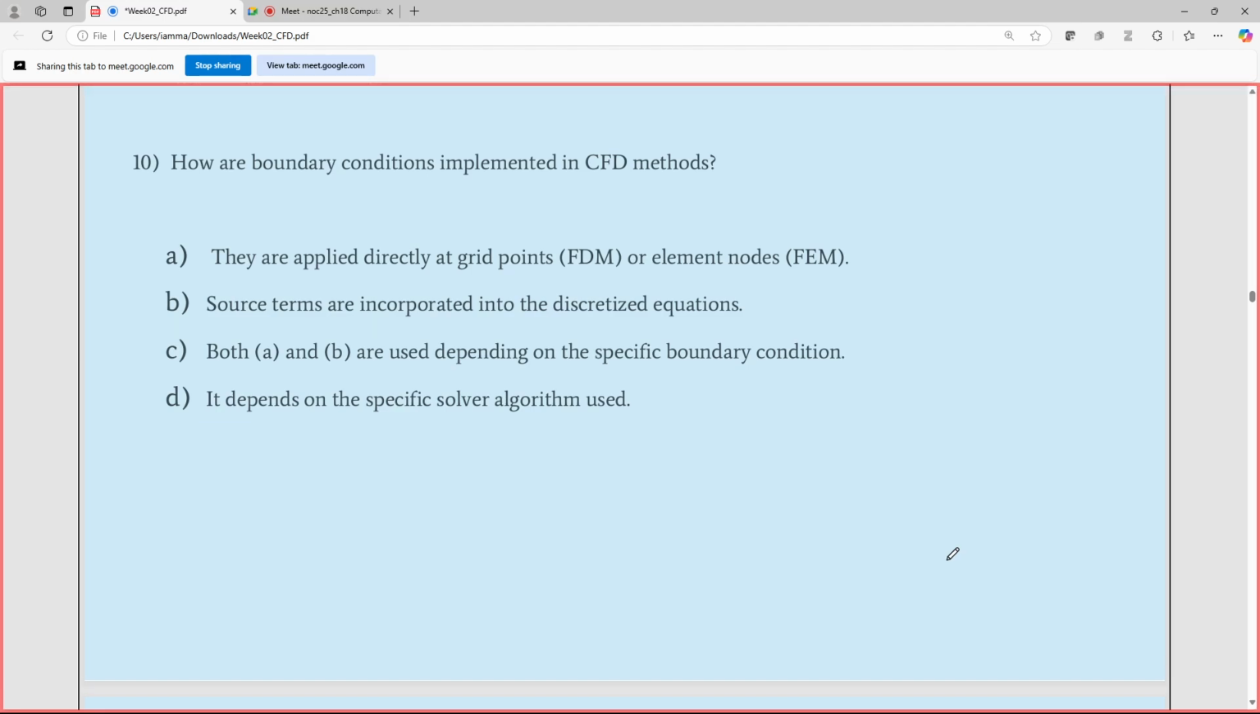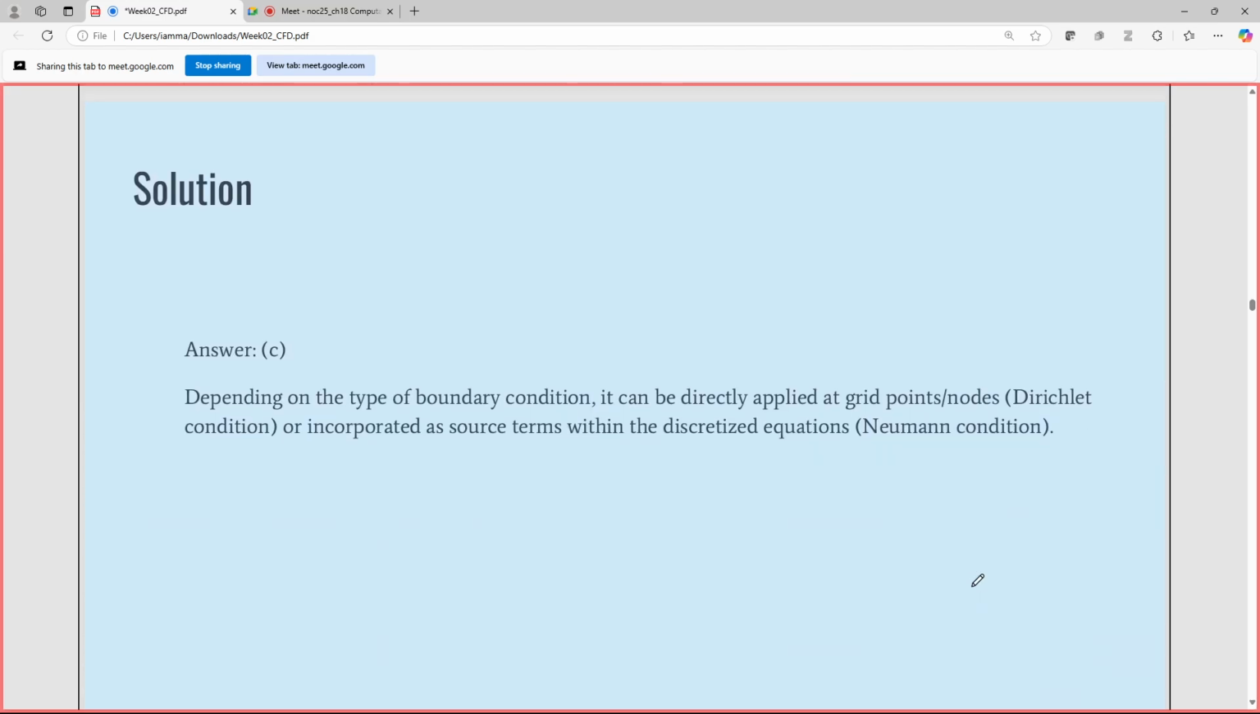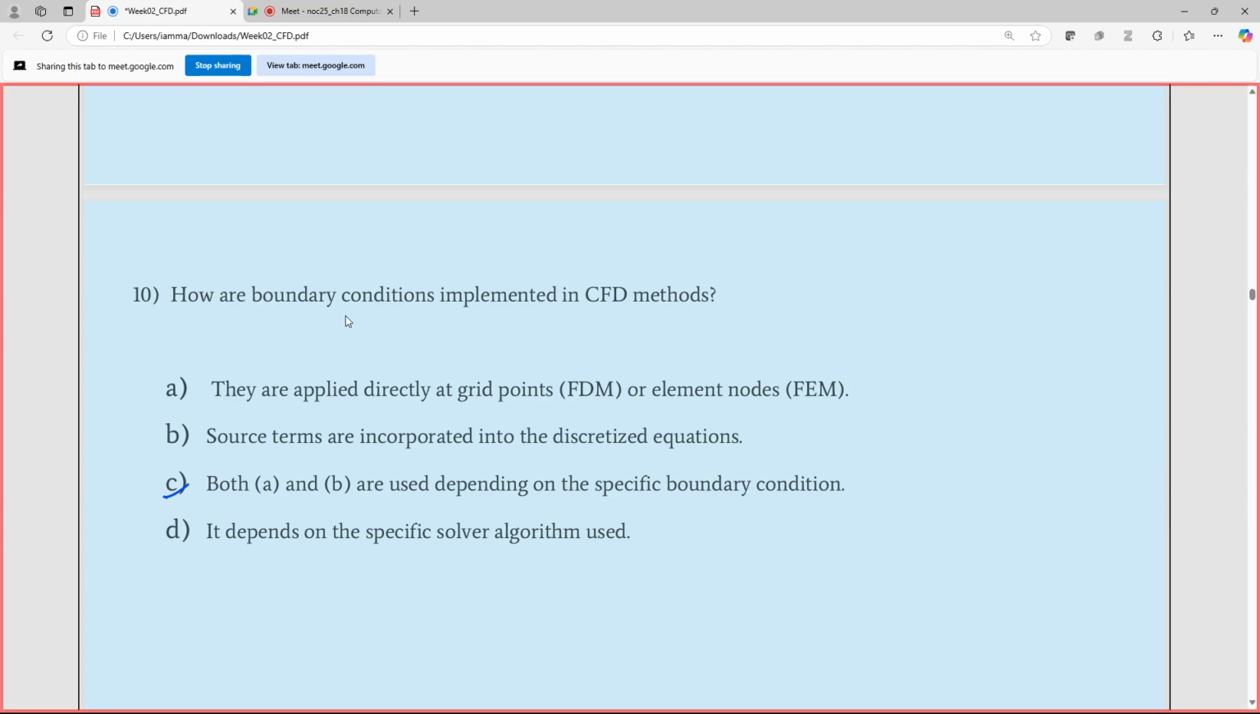Okay, the answer is option C. The boundary condition can be applied directly on the grid points. It is called explicit boundary condition. So we are mentioning it explicitly, and also we can incorporate it through source terms. It is called implicit. So we can introduce boundary conditions either explicitly or implicitly, depending on the particular problem or condition we have.